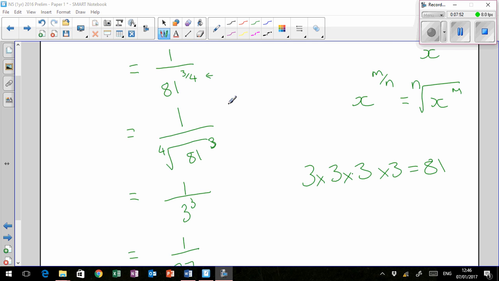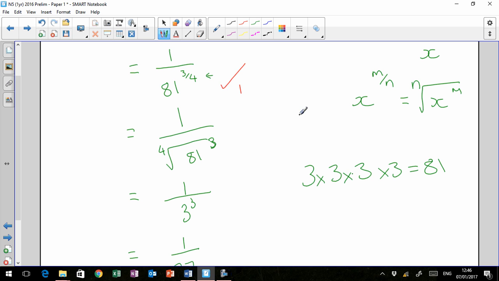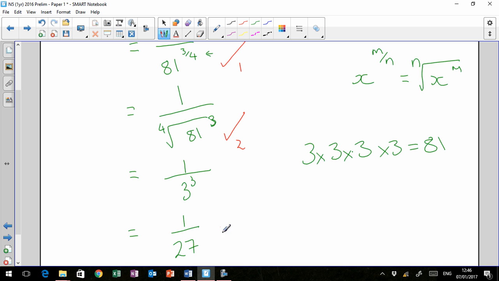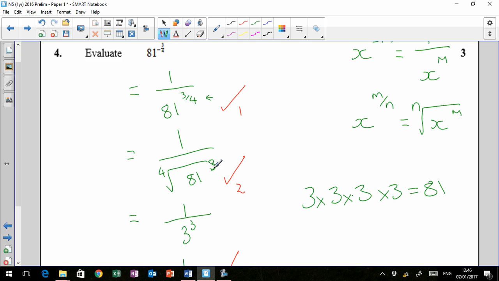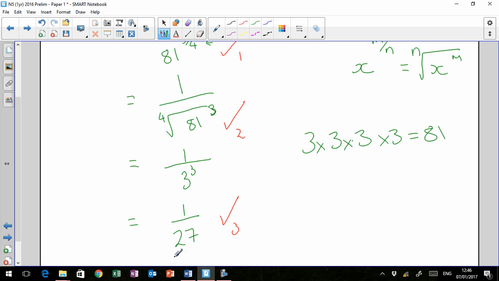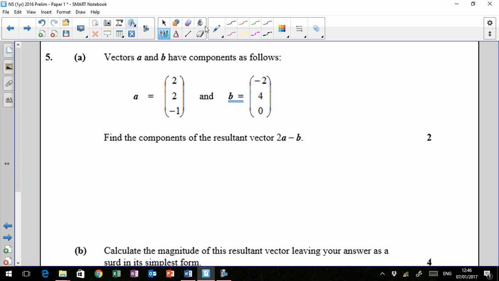Okay, marks here. The first one is just for writing it as a fraction. The second one is for writing it with a root instead of a fractional power. And then the third one is for calculating what it is. So 3 marks there: 1 for the fraction, 1 for the power of the root, and then 1 for calculating what it actually is.